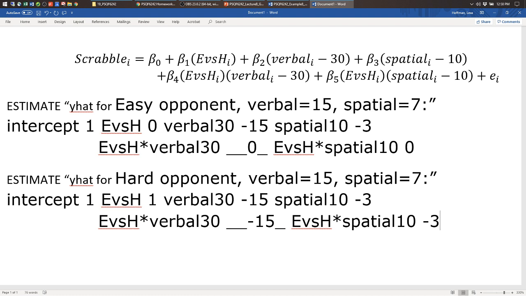So the interaction terms only turn on if you're talking about the hard group. Otherwise, they 0 out. So once you get the pattern right, you will find these very easy to finish just by swapping out the values. Getting the pattern right is the hard part.